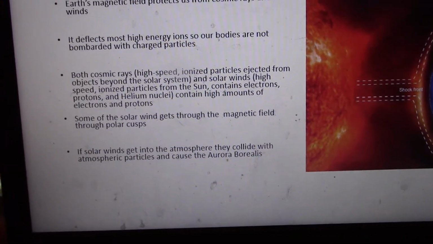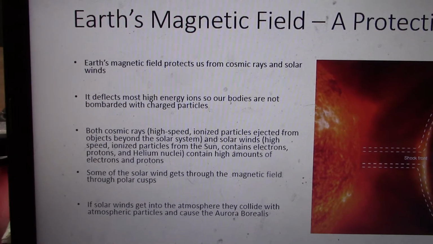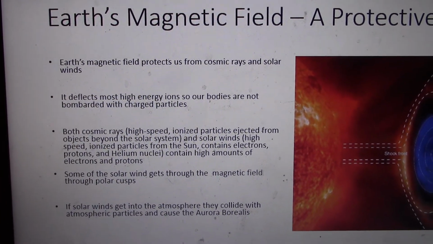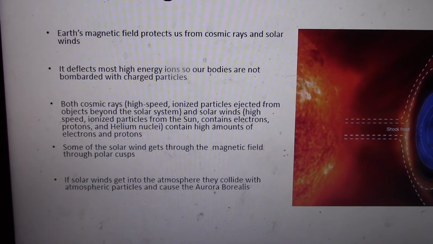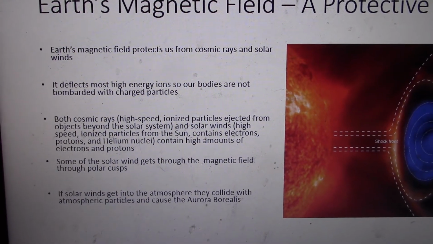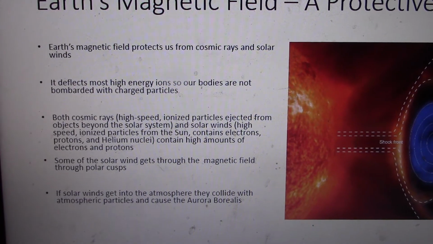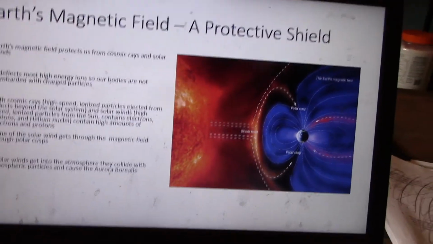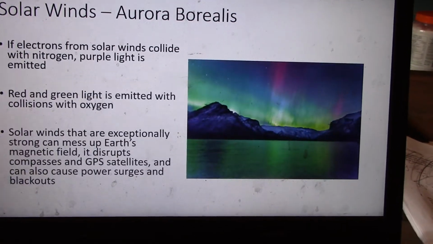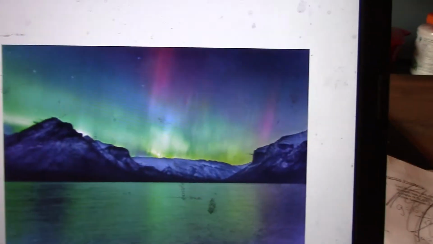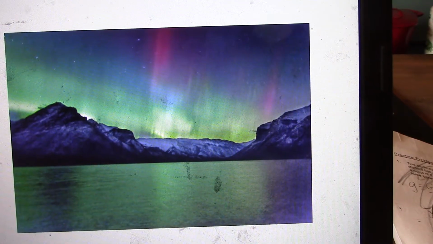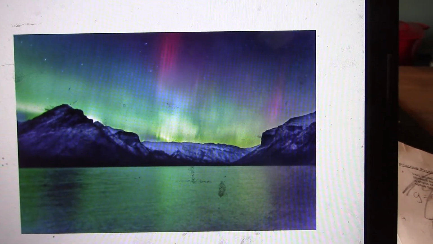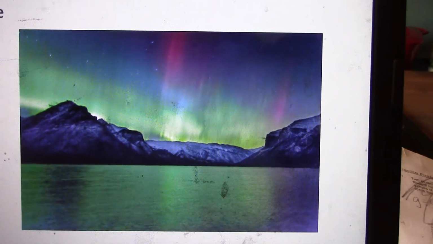Right, so cosmic rays and solar winds contain high amounts of electrons and protons, right? So some of the solar wind gets through the magnetic field through polar cusps. If the solar wind gets into the atmosphere, they collide with atmospheric particles and cause the aurora borealis. So that's kind of cool. So, right, these are the northern lights. You can see them on occasion in Alberta. This is at Abraham Lake, and it's in Banff.